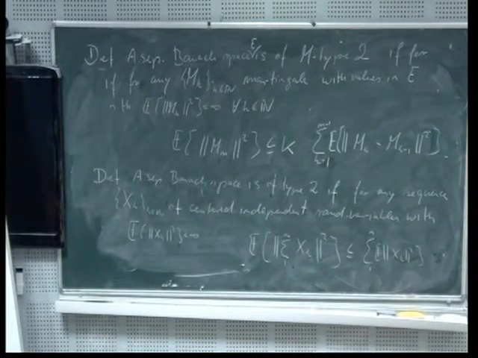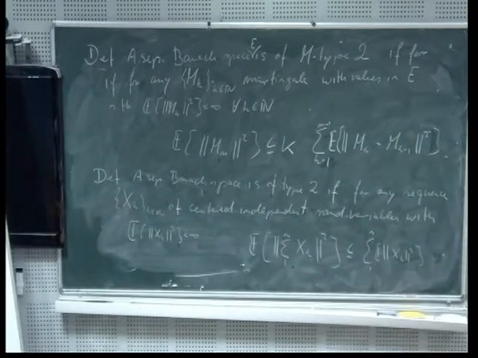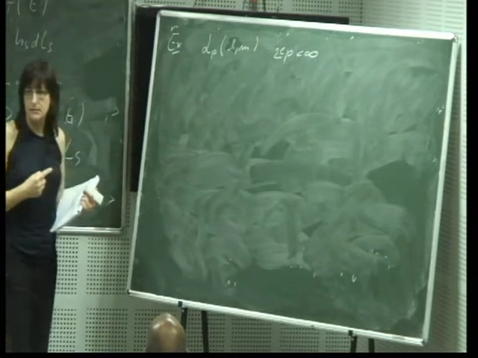Now the question is, what are typical M-type 2 Banach spaces? I mean, we use the definition of M-type 2, and we found our result, but the question is, is it useful or not? The answer is yes, because examples of M-type 2 Banach spaces are, for example, the L^p spaces on any measure space with p bigger or equal to 2 and less than infinity. These are all Banach spaces of M-type 2.